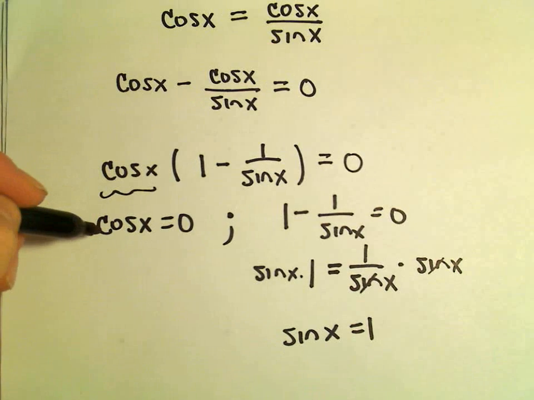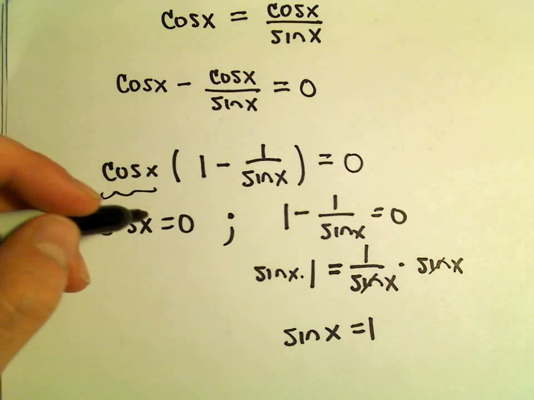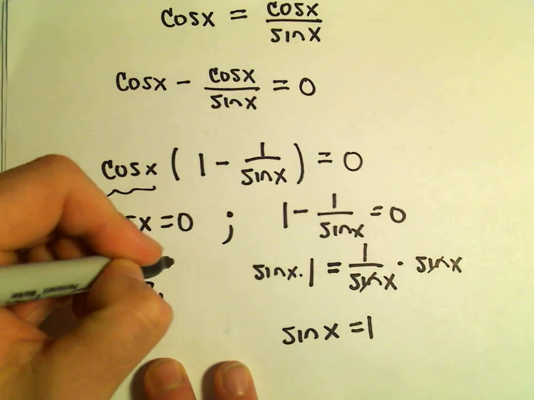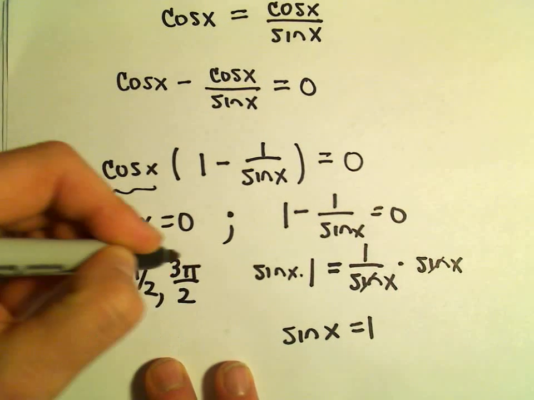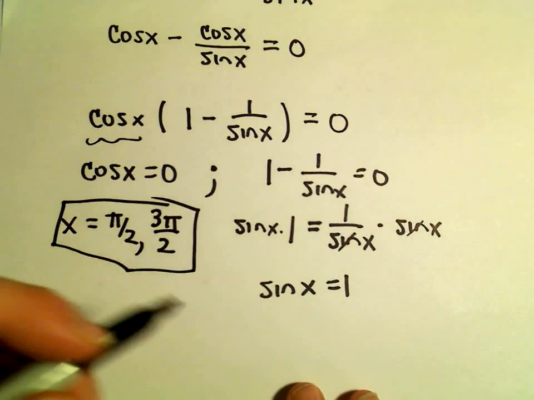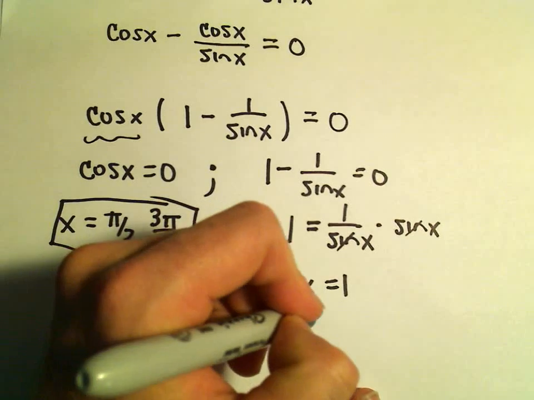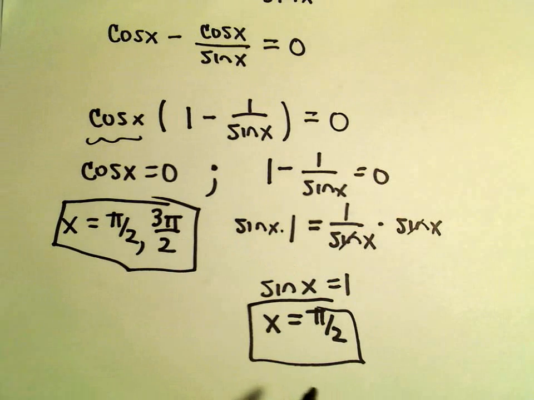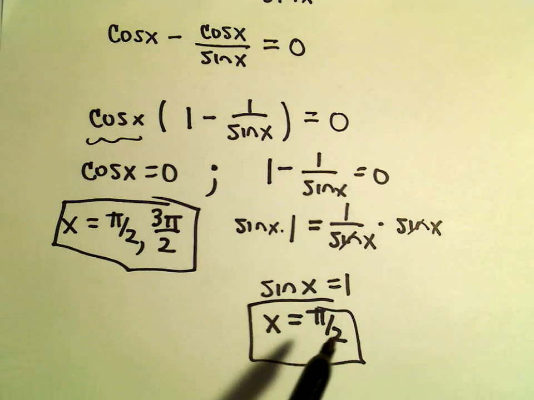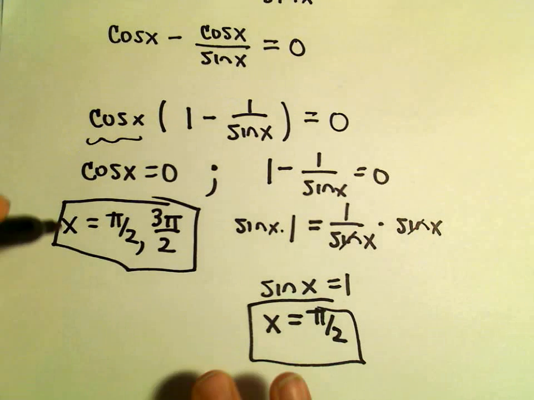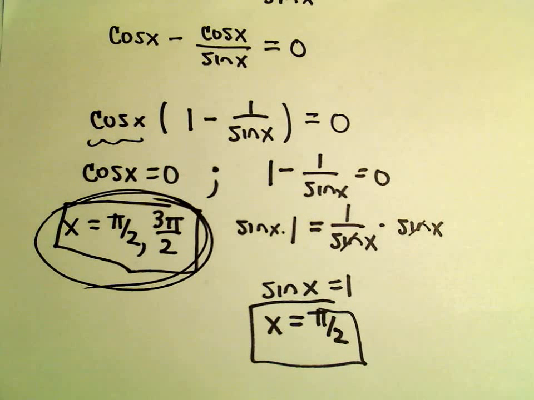So I have to think, where between 0 and 2 pi does cosine of x equal 0? Well, again, that happens at x equals pi over 2, and it also happens at 3 pi over 2. Where does sine of x equal 1? Well, sine equals 1 at pi over 2, which is a bit redundant. We've already found that solution. And that's the only place where sine equals 1 on the interval 0 to 2 pi. So we could simply say our solutions are pi over 2 and 3 pi over 2.